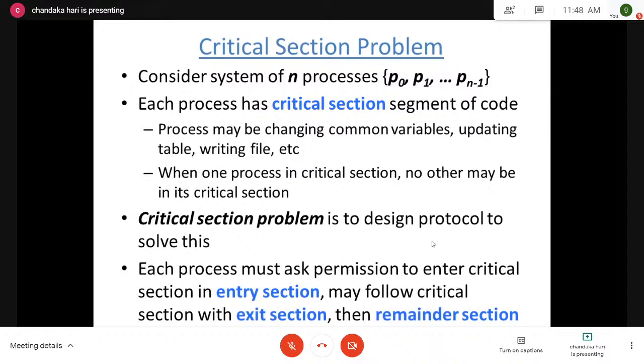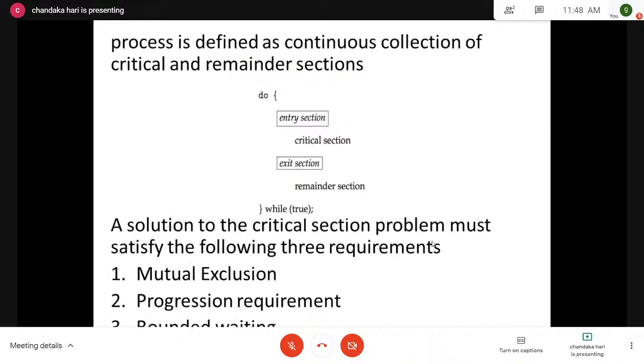Now, sir, how can we check? Suppose you have written an algorithm. First, we'll define a process, and after that we'll see the algorithms. The process can be defined, as a third kind of definition, as a continuous collection of critical and remainder sections. Now we'll see how I will define a process.